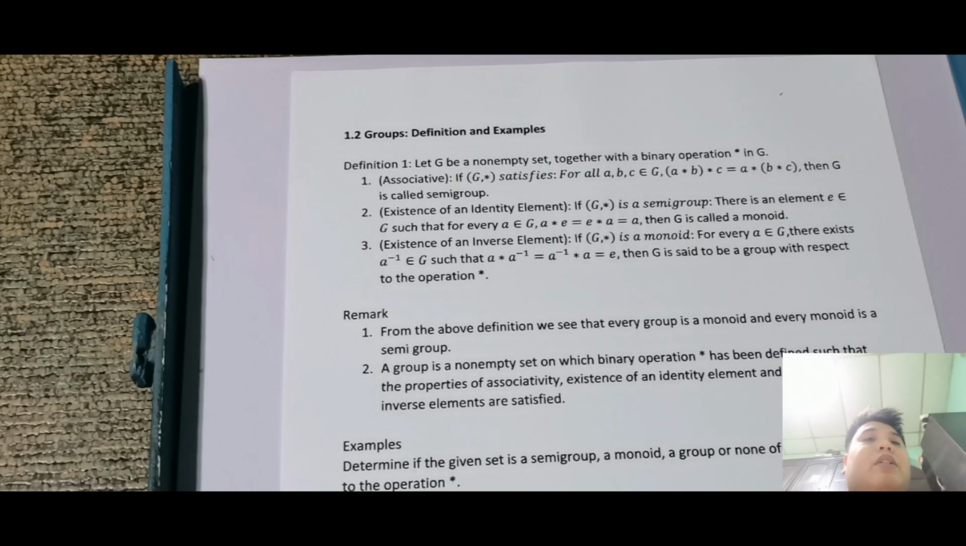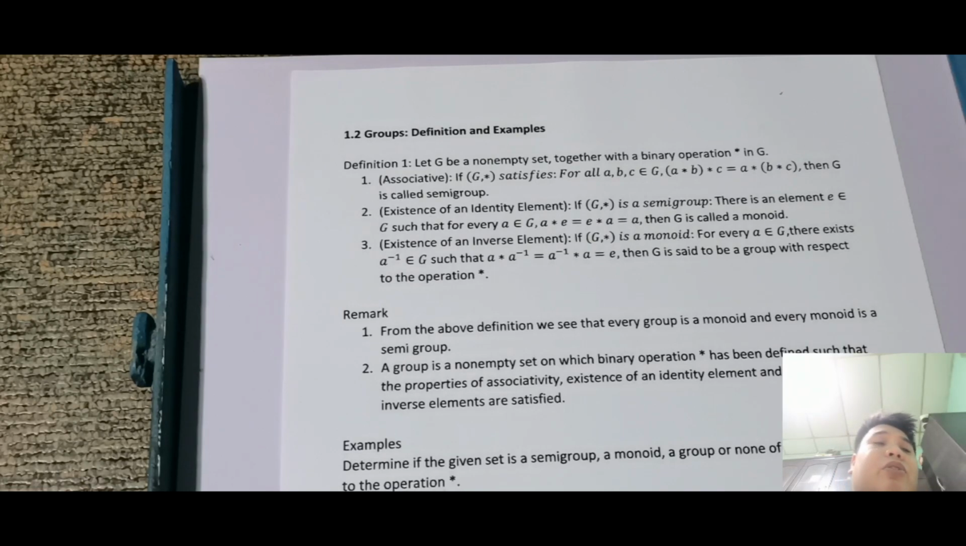Okay, number 2, existence of an identity element. If G, asterisk is a semigroup, so meaning, ano nangyari? Bago ka mag-test papuntang existence of identity element, ang gagawin mo muna, syempre, dadaan ka talaga ka semigroup. So, again, another thing, bago ka magpunta ka semigroup, i-test mo muna kung siya ay binary operation. So, kaya ko nga siya, step by step din tinuro sa inyo.